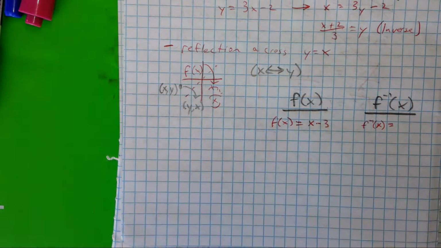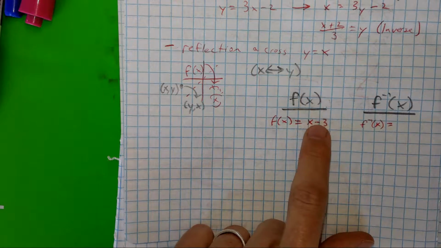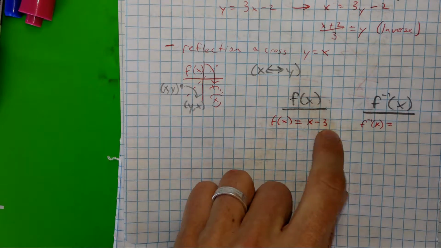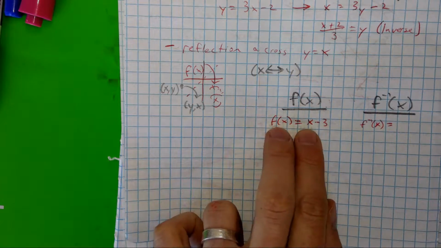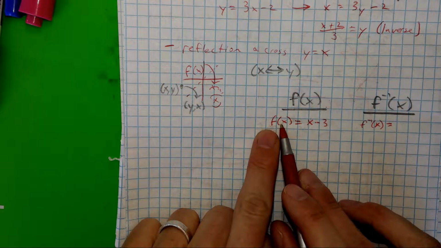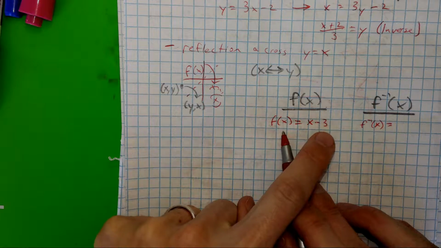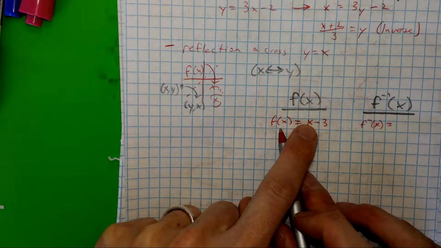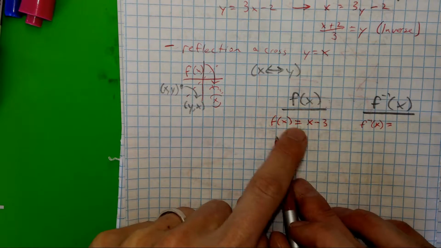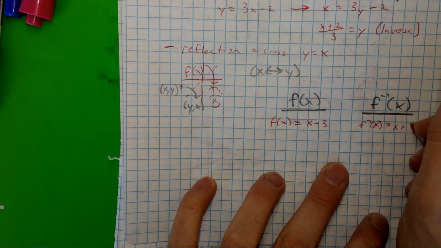And you can solve for it algebraically, but there's only one operation happening here. It's subtraction, so the inverse is going to be to add. But if you don't believe it, you can switch the x and the y here. Remember, f of x is like your y value. So you're going to switch it and get x equals y minus 3, then solve for y, so add 3 to the other side. So the inverse function would be x plus 3.